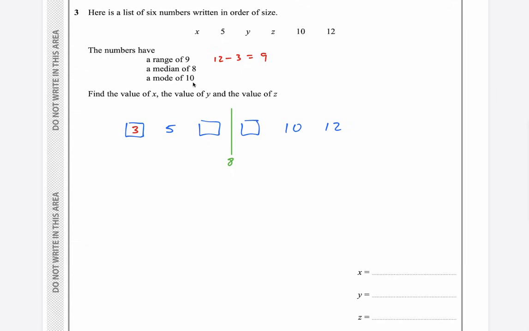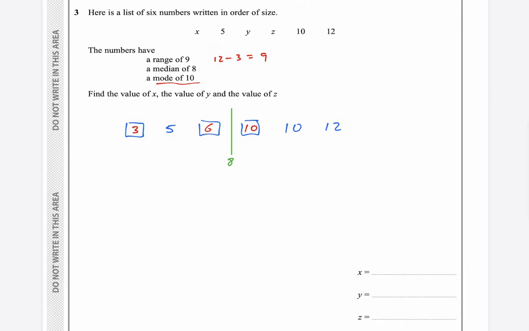But there's another restriction that I haven't used yet, and it's that the mode is 10. Now, if the mode is 10, I need at least one more 10, and it has to be exactly one more 10, because if the median is 8, this has to be less than 8. And it actually has to be exactly 2 less than 8, because 8 is 2 less than 10. So 8 is right in the middle of 10 and what's going to be 6. Because look, 6 plus 2 is 8, plus 2 is 10, or 6 plus 10 divided by 2 is 8. So it's right in the middle.